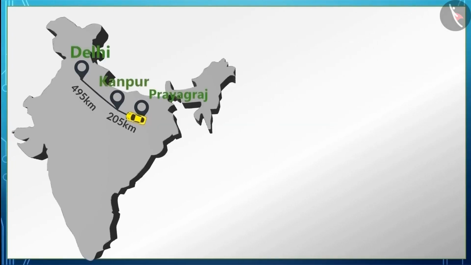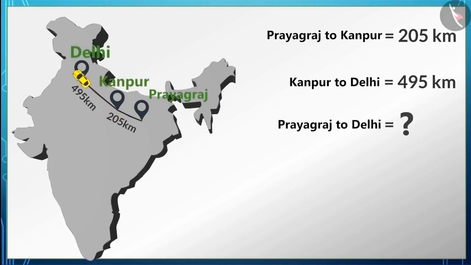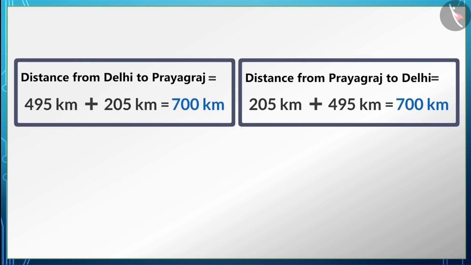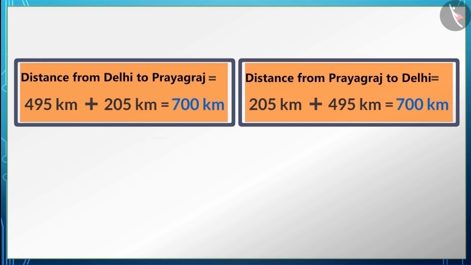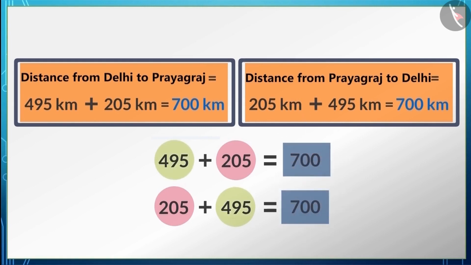Now when Rahul had to come back, he went to Kanpur from Prayagraj and then reached Delhi from Kanpur. So children, can you find out the distance he traveled? Yes, you are right, 700 kilometers. Children, here we can see that Rahul covered equal distance in both the situations. While adding these numbers, we see that changing their order did not change the answer.